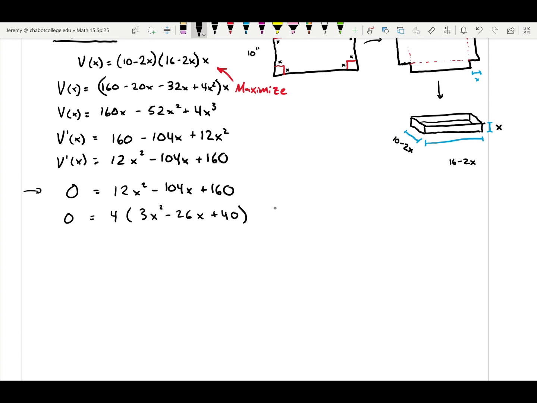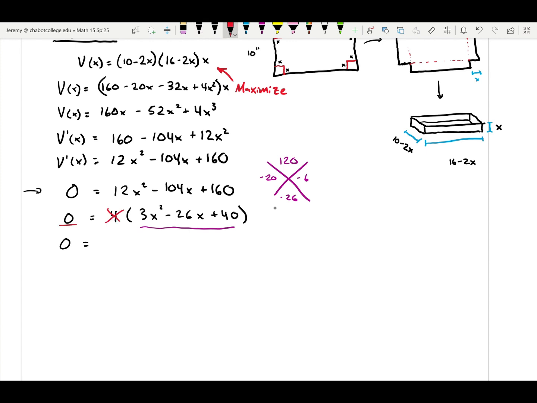And I want to factor this now. The leading coefficient is 3, so factoring it, what two numbers multiply to 120 and add to negative 26? I think negative 20 and 6 are going to do it. Sorry, negative 20 and negative 6. Those two multiply to 120 and add to negative 26. Okay, 0 equals, I can divide both sides by 4 to get rid of this 4 right here.